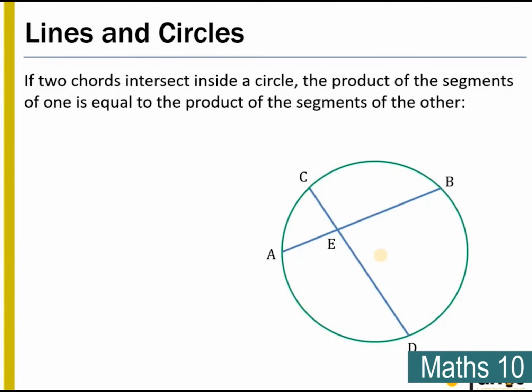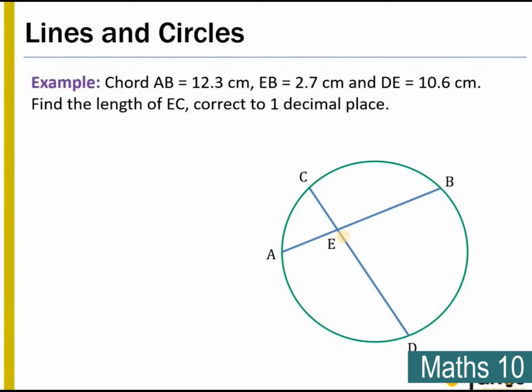If two chords intersect inside a circle, the product of the segments of one is equal to the product of the segments of the other. So that means that CE multiplied by ED is equal to AE multiplied by EB. Example: chord AB is 12.3 centimeters, EB is 2.7 centimeters, and DE is 10.6 centimeters. Find the length of EC correct to 1 decimal place.